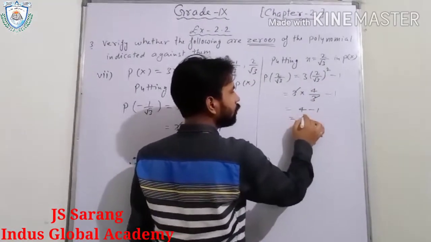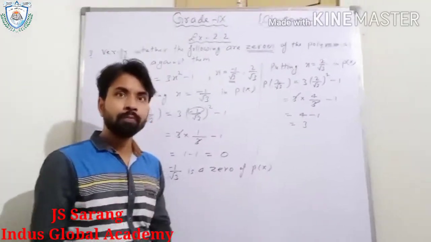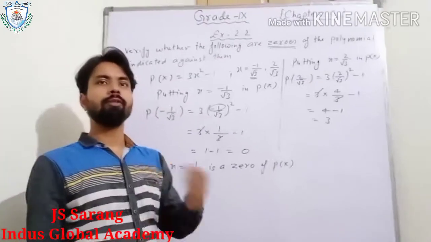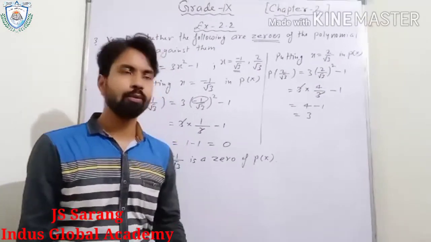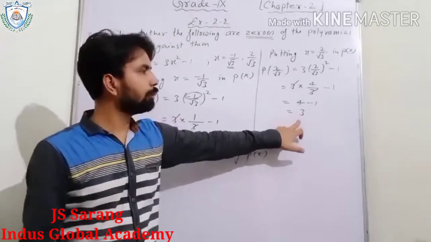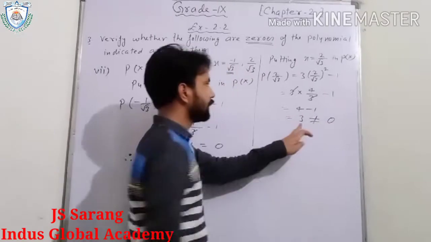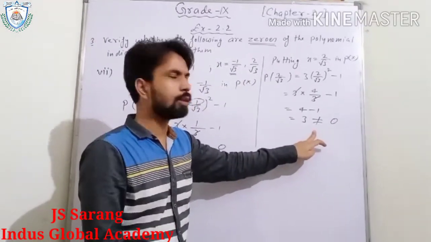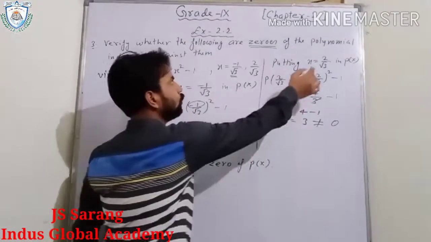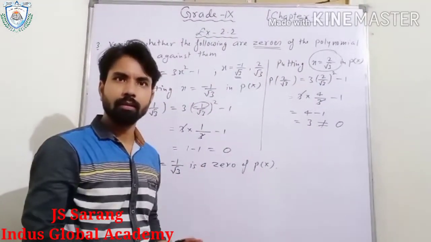4 minus 1 is how much? That is 3. But I told you that the value of the variable for which the value of the polynomial is 0 is known as the 0. So here the value of polynomial is 3. It is not equal to 0. Since it is not equal to 0, we can say that 2 upon root 3 is not a 0 of this polynomial. Got it?